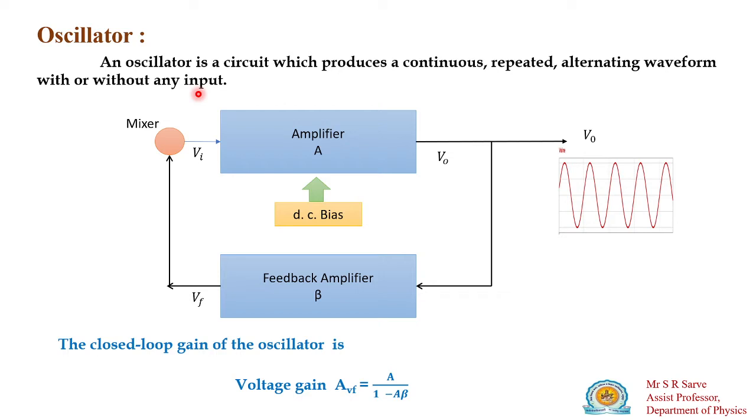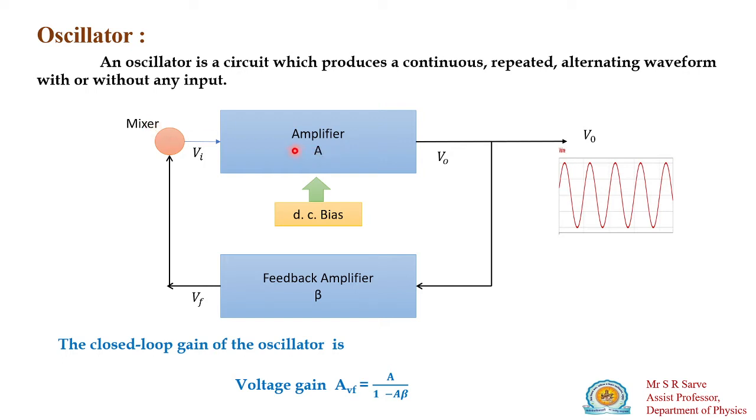Okay, in previous video lectures we have learned about the operational amplifier. This operational amplifier is an amplifier which amplifies the signal, and we have learned its applications. So here, what happens in the case of oscillators? Oscillators consist of an amplifier, feedback, and a mixer.